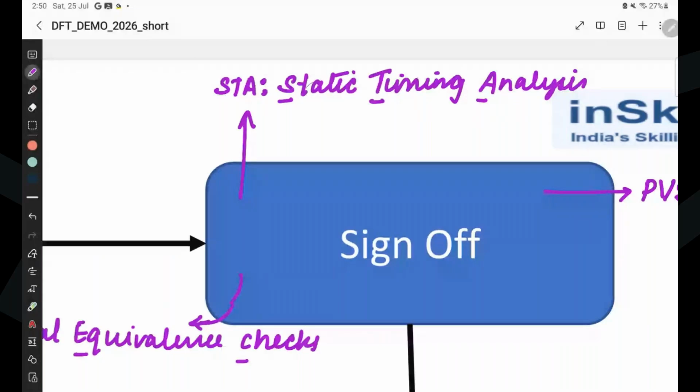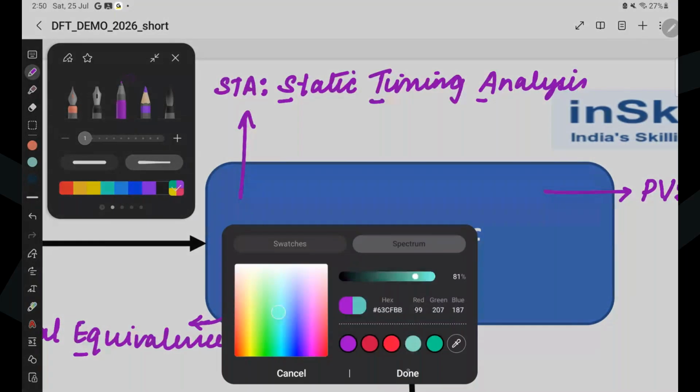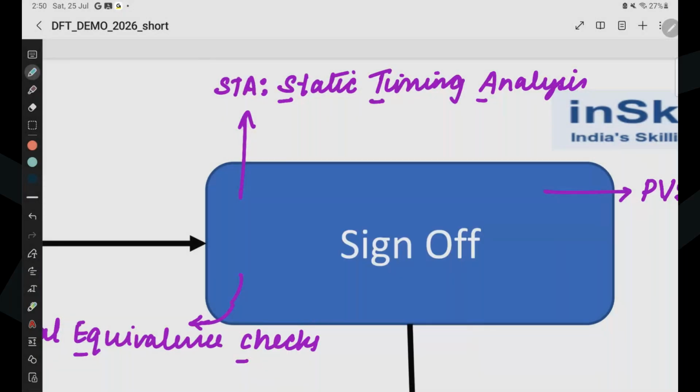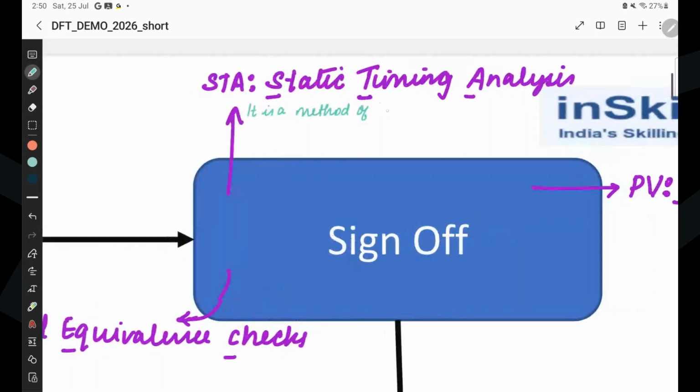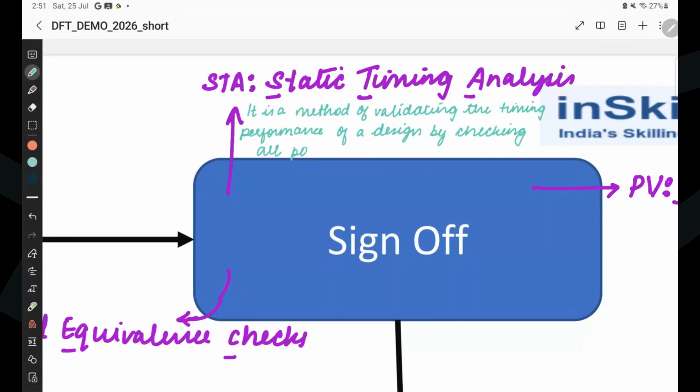Yeah. So STA stands for static timing analysis. As its name suggests, it is a method of validating the timing performance of a design by checking all possible paths for timing violations.